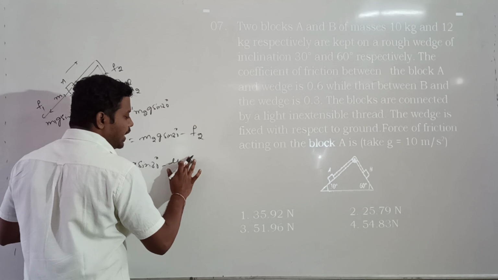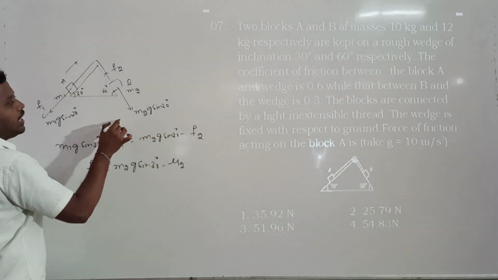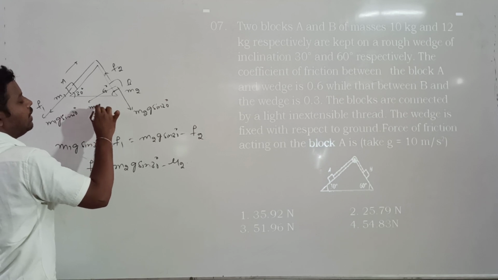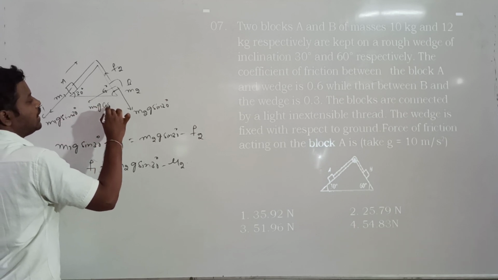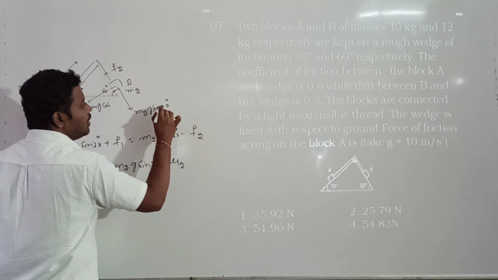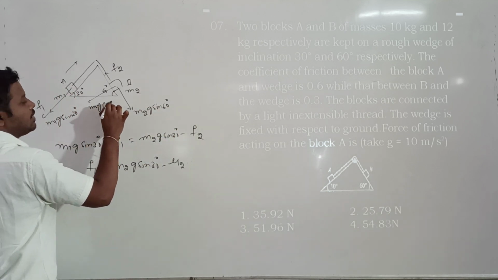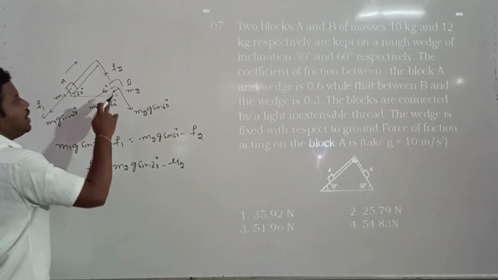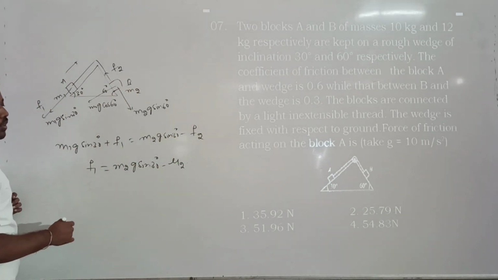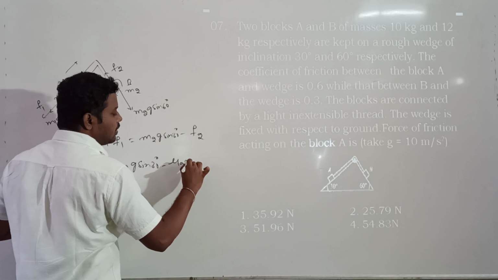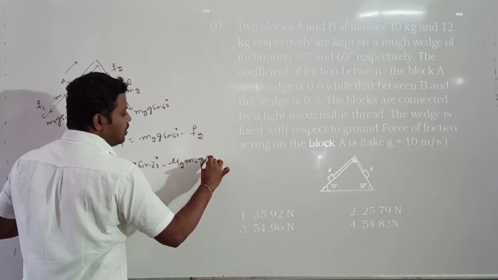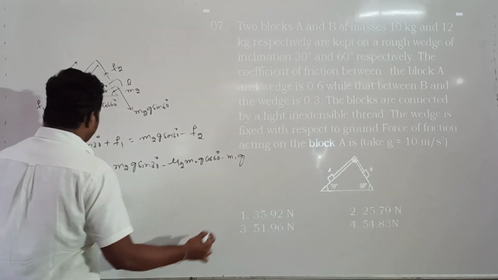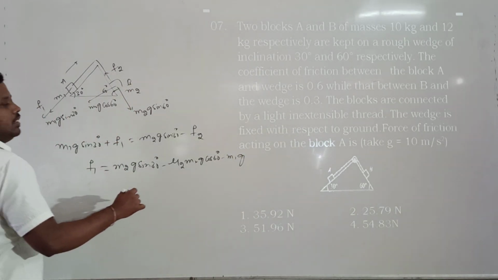So what is the N value? Can I write directly here? The normal reaction, when I resolve the weight into two components. Another component is given by M2 into G into cos 60 degrees. This is 60 degrees. Correct? So the normal reaction value is equal to how much? M2 into G into cos 60 degrees. Then F1 equals M2 into G into sin 60 degrees minus mu2 M2 G cos 60 degrees minus M1 into G into sin 30 degrees.